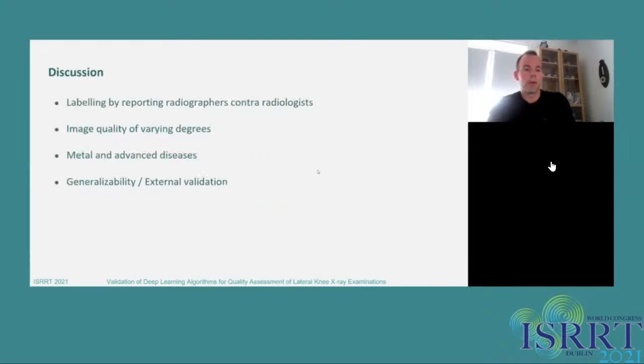So we also need to find out if there is a difference between labeling by reporting radiographers contra radiologists. We also need to include image quality of varying degrees in the dataset. In the dataset, we also need to include knees with metal and advanced diseases. We also need to test the generalizability of the neural networks. We need to make some external validation on other datasets or in other hospitals.